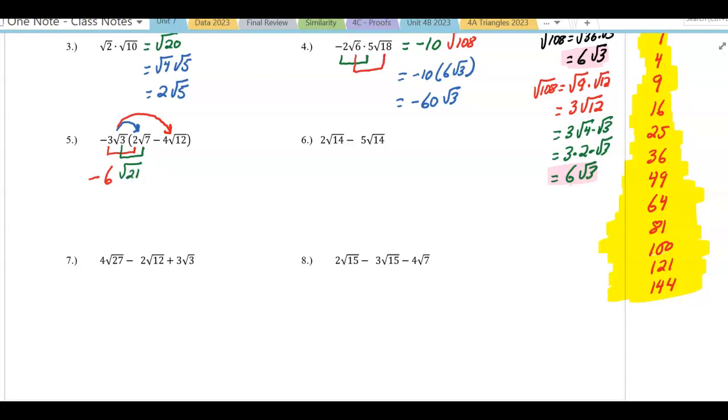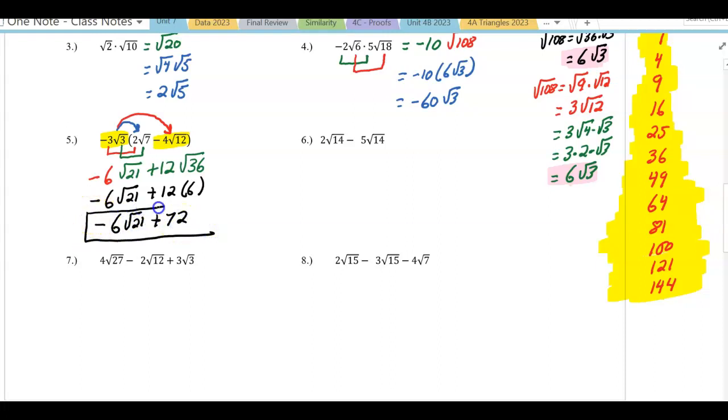Then when I distribute the negative 3 root 3 to the negative 4 root 12, when you multiply the negative 3 and the negative 4, you get positive 12. And when you multiply the 3 and the 12, you get square root of 36. Square root of 21 does not break down, so I'm just going to copy it. And then this is plus 12 times 6. And 12 times 6 is 72. So then this is your final answer.